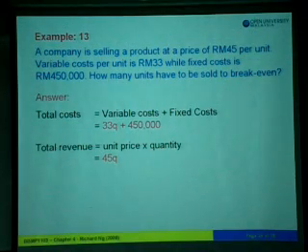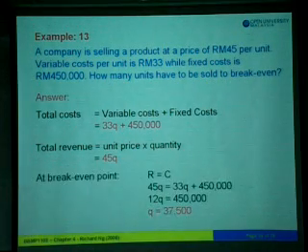Since we are asked to find the number of units sold in order to break even, at the break-even point, revenue is equal to cost. So revenue 45Q equals cost 33Q plus 450,000. Shifting 33Q to the left, we have 45 minus 33 equals 12Q equals 450,000. Therefore, Q is equal to 37,500.